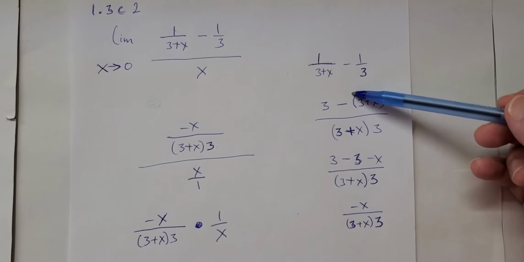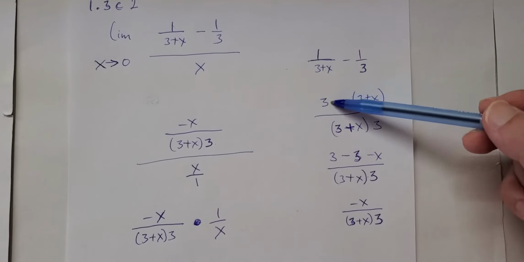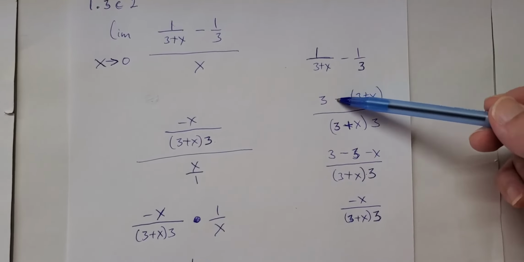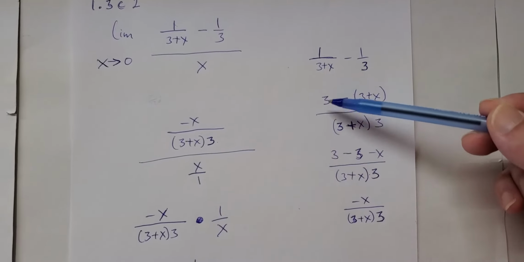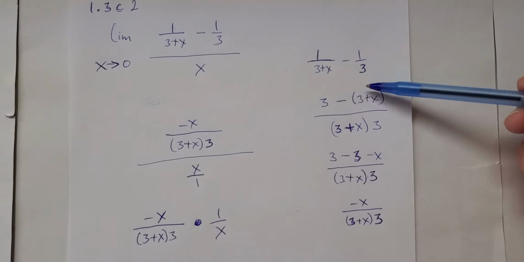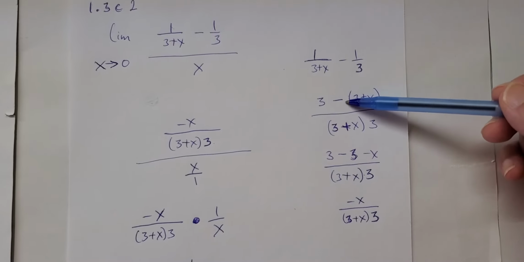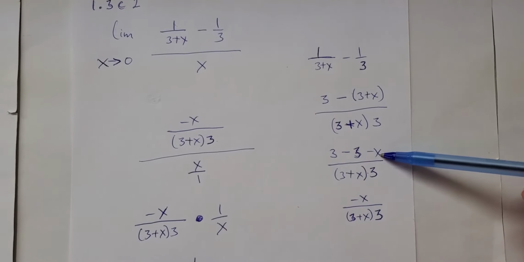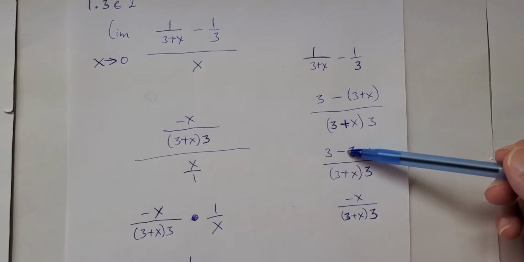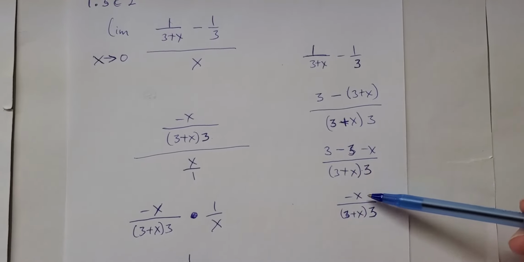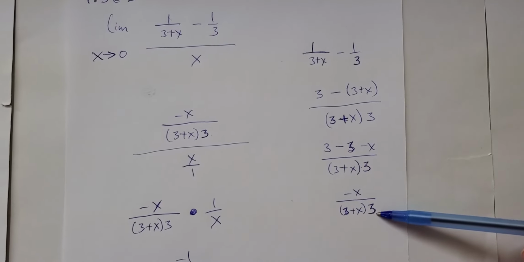Now get rid of the top first. So let's clean up the top. So minus. So 3. Just bring down 3. Negative times 3 is negative 3. Negative times x is negative x. And then the 3 gets canceled out. So I just have negative x over 3 plus x times 3.